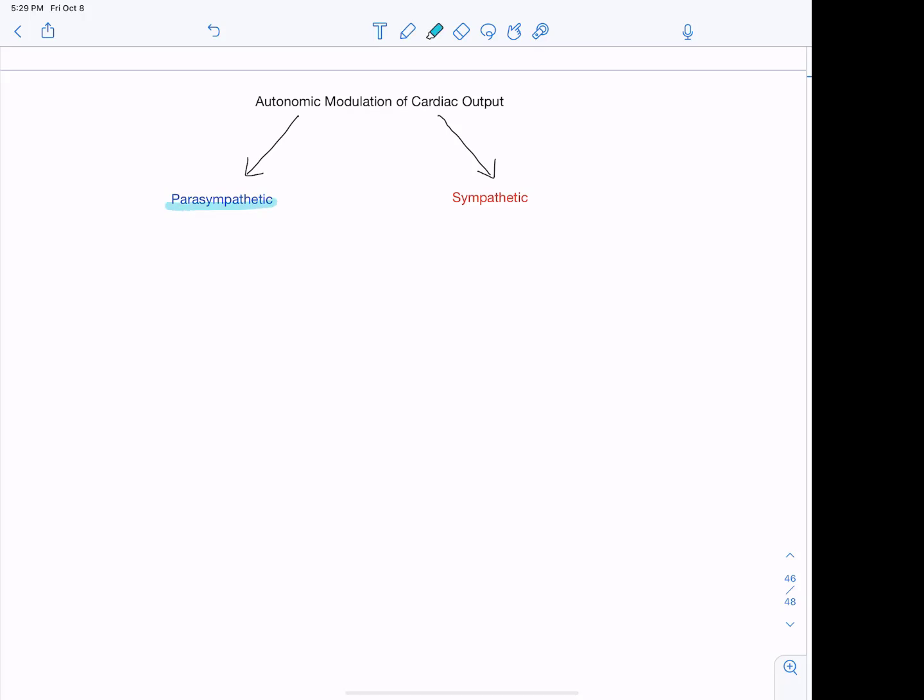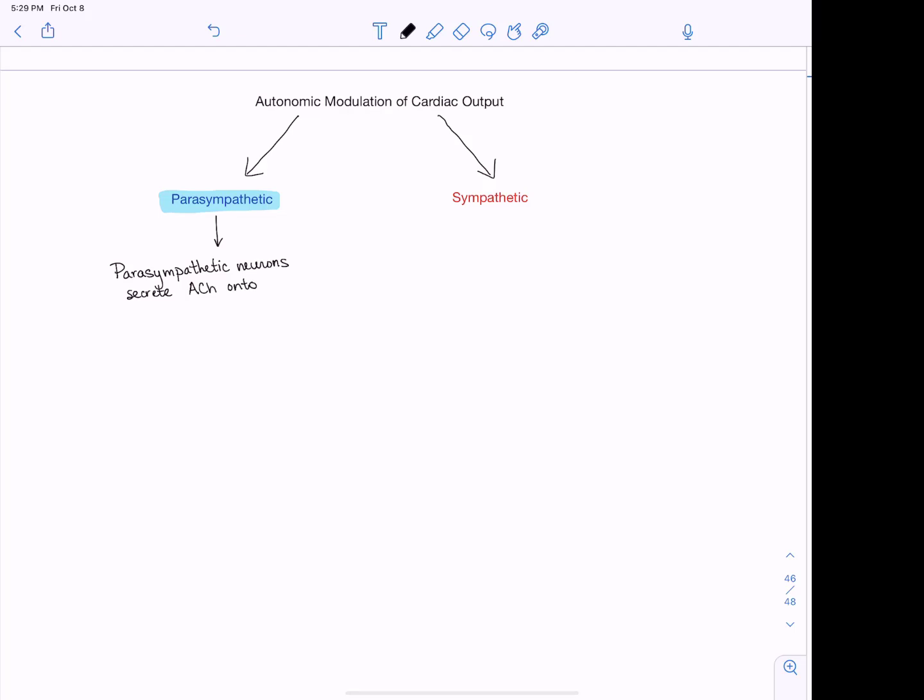Now we're going to turn and actually look at the mechanisms by which the autonomic nervous system modulates cardiac output. Make sure to take good notes here. We'll start with the parasympathetic nervous system. We know that the parasympathetic nervous system only impacts heart rate. So therefore, parasympathetic neurons are only going to synapse on the sinoatrial node.